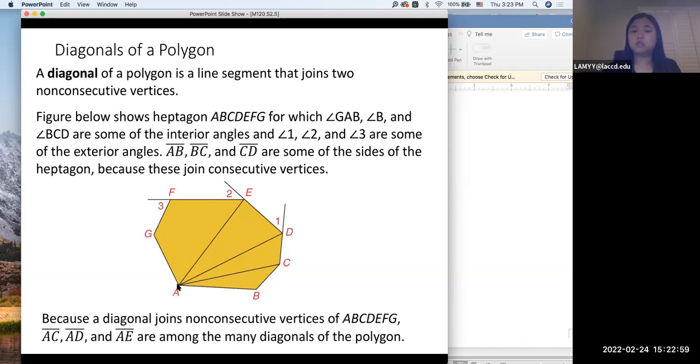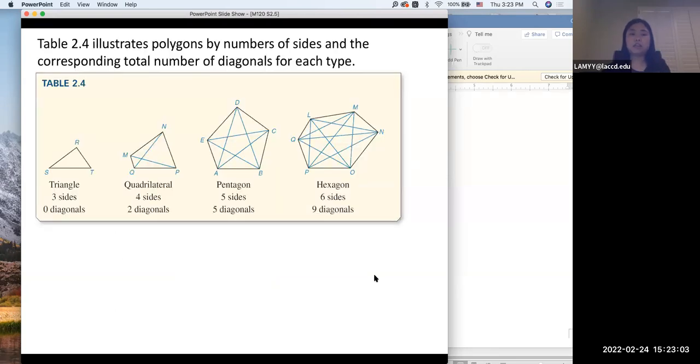Okay. So this is talking about the diagonal. Look at the figure, look at the table here, the triangle. Can we get the diagonal here? No, right? When we join the S and T, this is the side. When we join the S and R, this is the side also. There's no way we can have diagonals in the triangle.